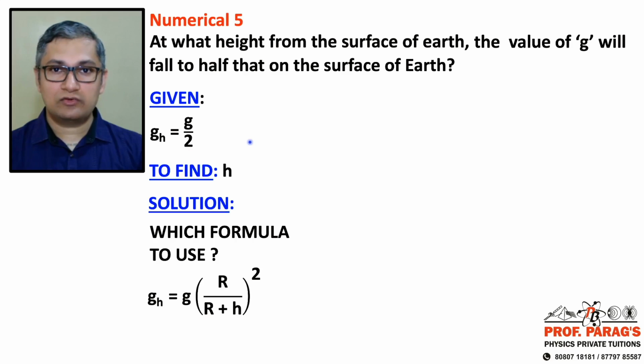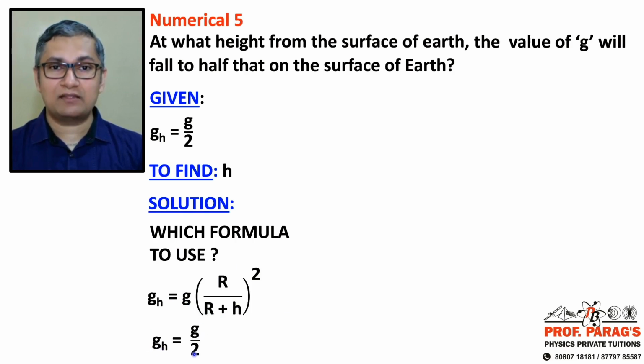So we are just going to use the formula gh is equal to g into r upon r plus h the whole square. Why not GM by r plus h the whole square? Because I want to find the relationship between gh and small g, which is coming in this formula. But we already know that gh is g by 2. So gh is g by 2 and gh is also this.